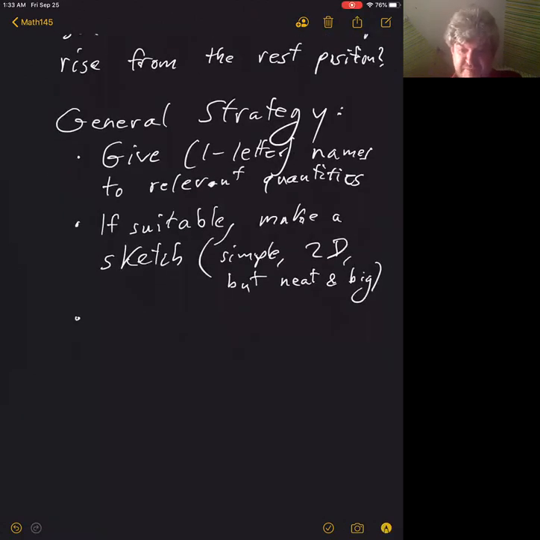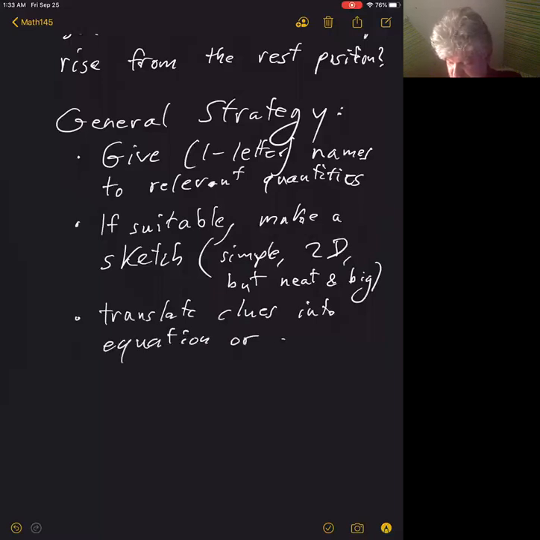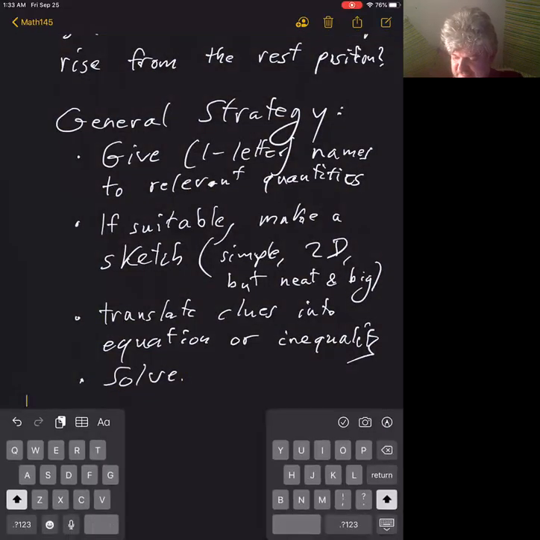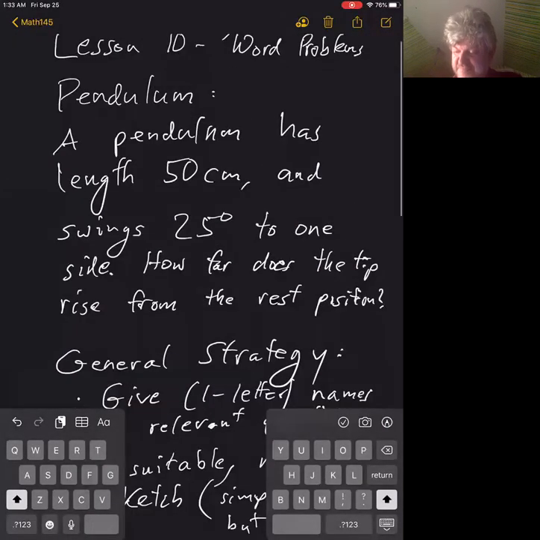Then you read the problem again and translate every clue into an equation or inequality. Well, and the last thing is you need to solve those equations and find that quantity you're looking for. All right. Back to the problem, pendulum.